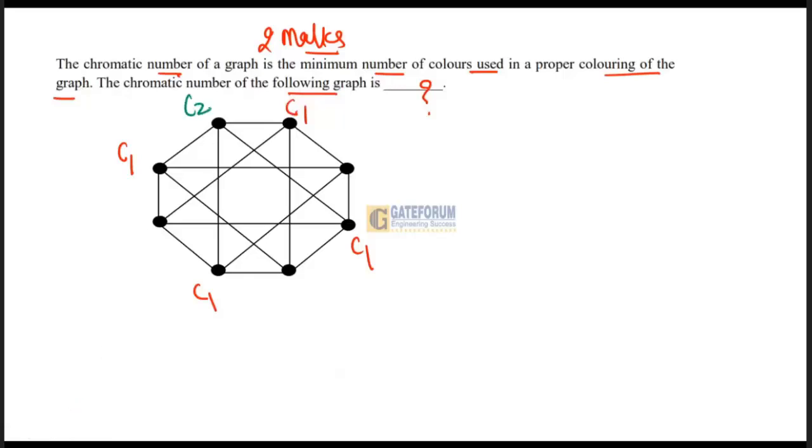So color 2. Can I choose color 2 here? Yes, because it is not adjacent to color 2 anymore. Can I choose color 2 here? Yes, it is not adjacent to that. And can I choose color 2 here? Yes. So ultimately, the chromatic number of the graph is 2, because a minimum of 2 colors are required for coloring this particular graph. So 2 is the correct answer of this question. I hope it is clear.